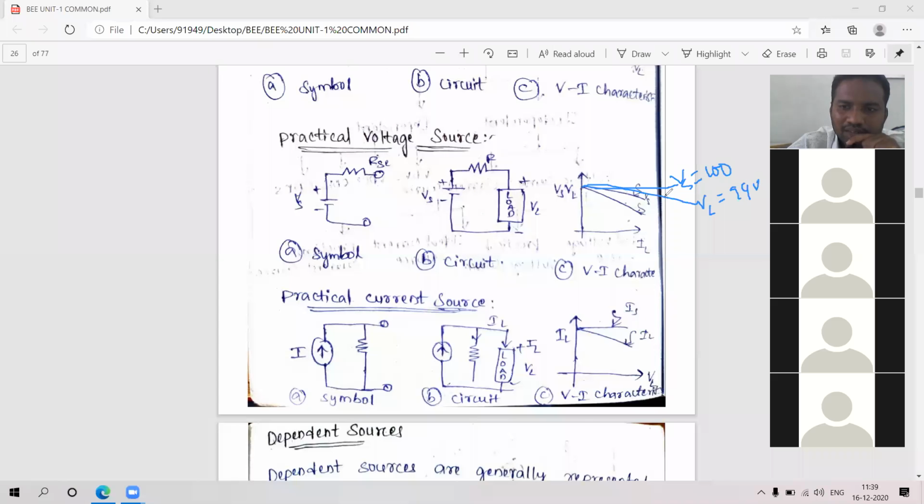99, that's why in the graph there is a drop of 1 volt, that's why there is a deviation here. And this is the IL. This value is Vs, and this drop is there, that is the VL. Is it clear to all of you? Voltage source.